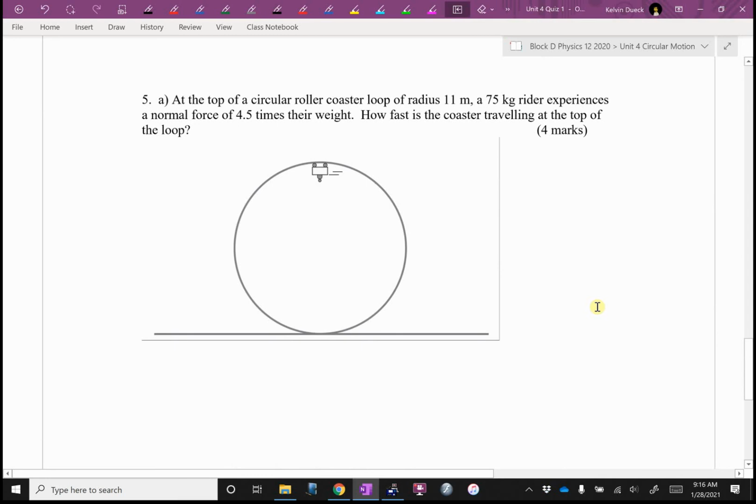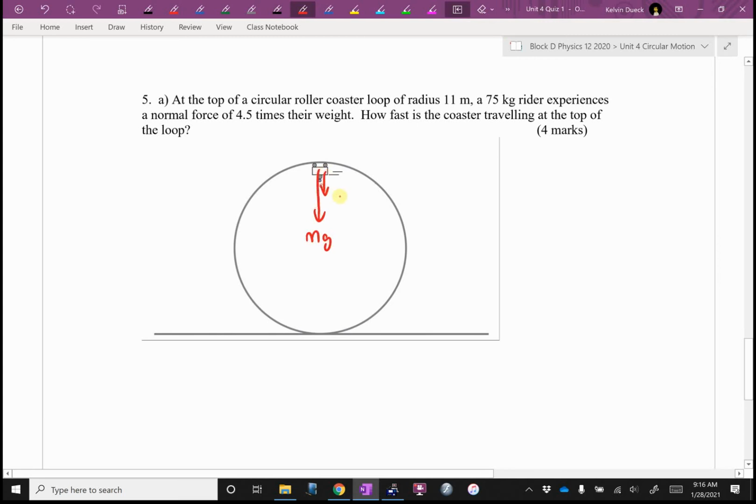Five. First of all, roller coasters. Cool. There's going to be either a Ferris wheel or a roller coaster, or maybe both on your test. We're at the top. It wants to know how fast. I'm already thinking I'm going to be using the v squared over r. All right. What are the forces acting on this person? Get the obvious one. What else? Which way?